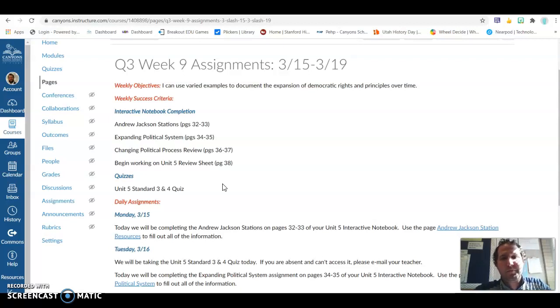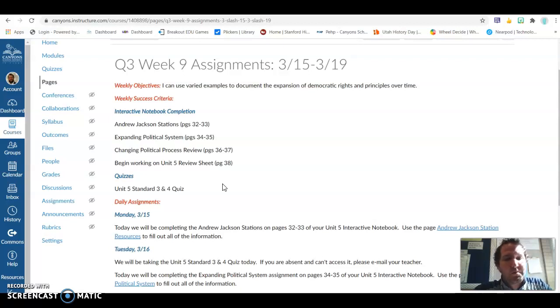principles over time. So previously in this unit, we've looked at the expansion of social rights, women's rights, rights of prisoners, mental institution reform, education reform. This week, we're going to be focusing on political reform and things that change politically during this time period.